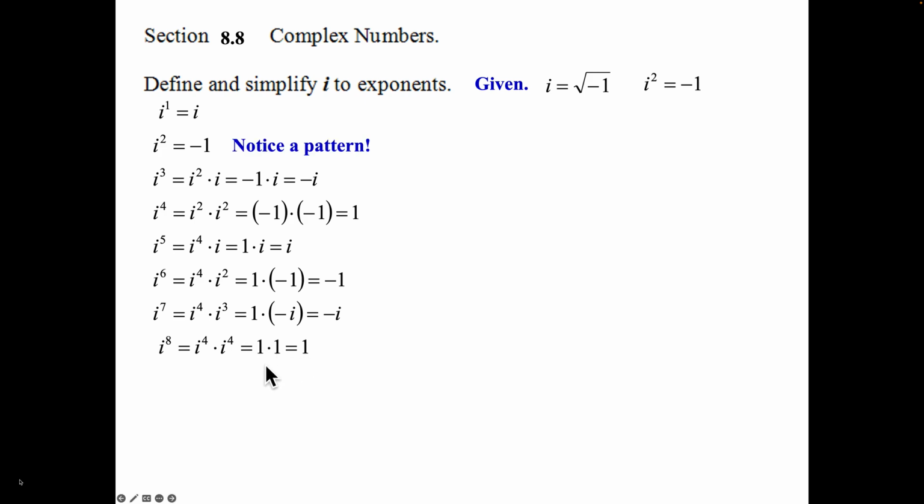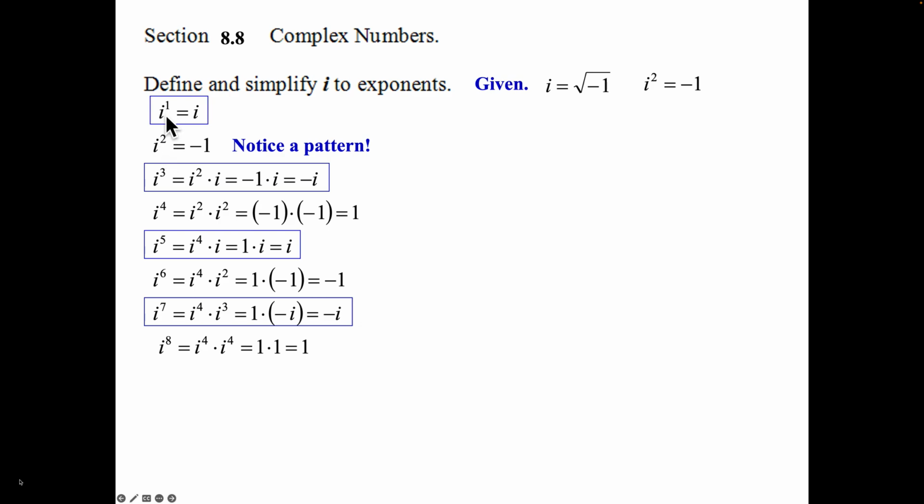Now there's a pattern here. If you look at all the i's to an odd power, i to the first, i to the third, i to the fifth, i to the seventh, your answer is either a positive i or a negative i. One of those two. And if you look at i's to all the even powers, it's either -1 or +1 for an answer.